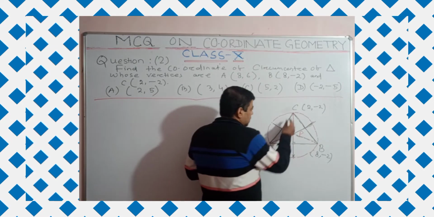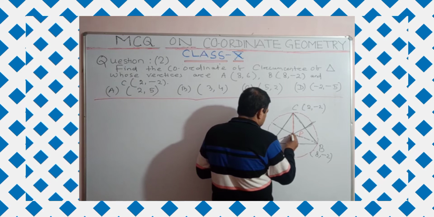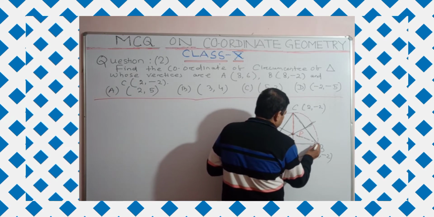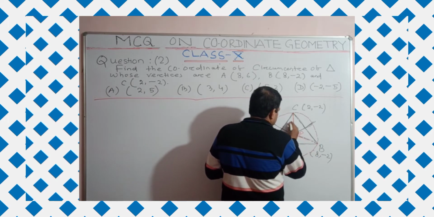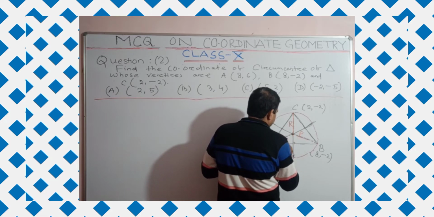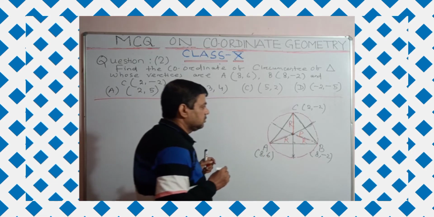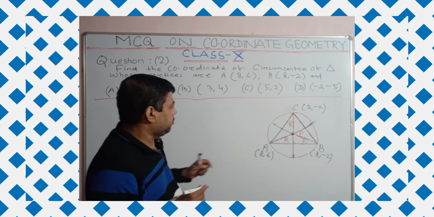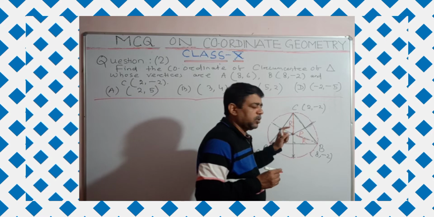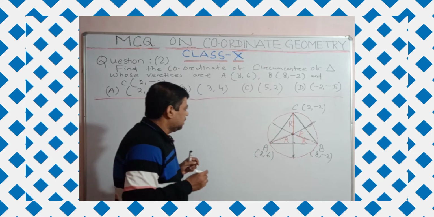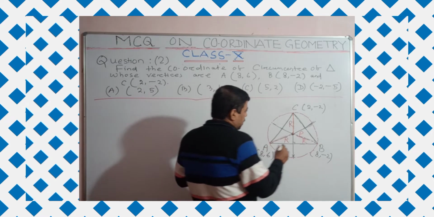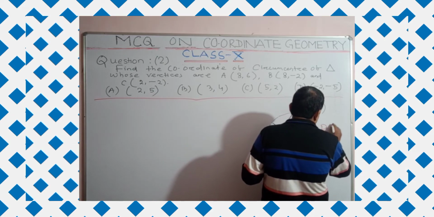You see, the CP distance is equal to the AP distance is equal to the BP distance, and this distance is known as the circumradius, denoted by capital R. All of you know. Okay, and you have to find the coordinate of this point P. Understand? Let the coordinate of point P be (x, y).